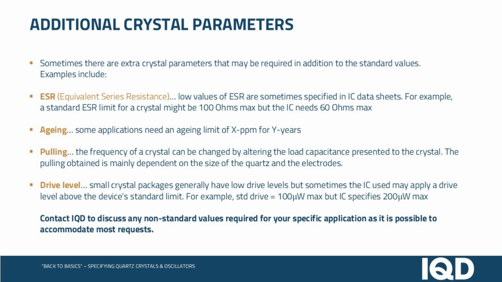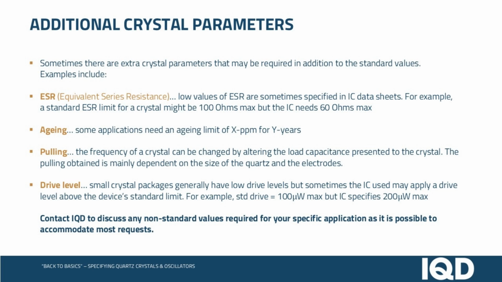Moving on from the 6 basic parameters that we need to specify a crystal, there are some other values that occasionally come into play as well, and I've just listed a few examples here. The first one is ESR, or equivalent series resistance. Low values of ESR are sometimes specified on integrated circuit data sheets. For example, a crystal might have a standard limit of 100 ohms max, but the IC needs 60 ohms max.